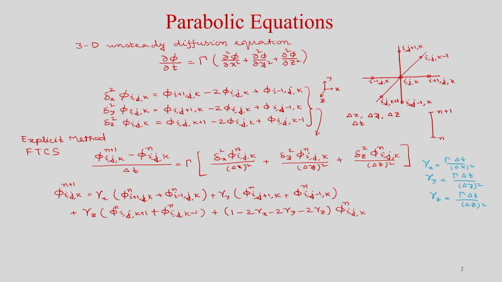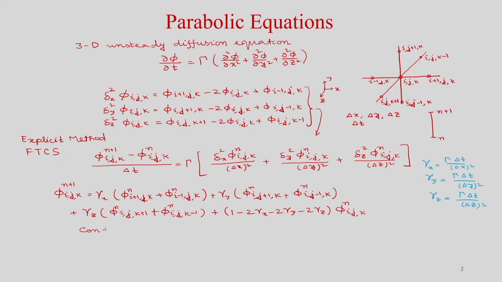So, you can see that in the left hand side only phi i j k at n plus 1 is unknown. So, obviously, it is an explicit method and it is conditionally stable, and the condition is gamma x plus gamma y plus gamma z should be less than or equal to 3 by 2. And what is the order of accuracy? Obviously, it is FTCS, so you will get first order accurate in time and second order in space. So, order of accuracy is delta t, delta x square, delta y square and delta z square.